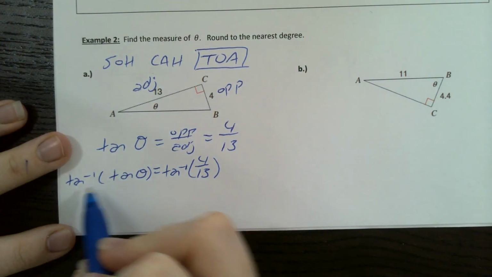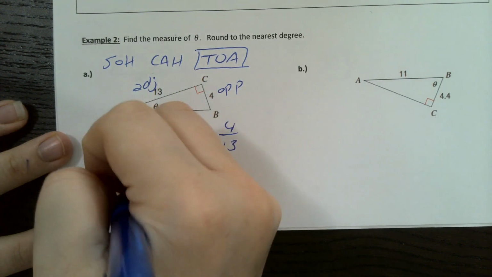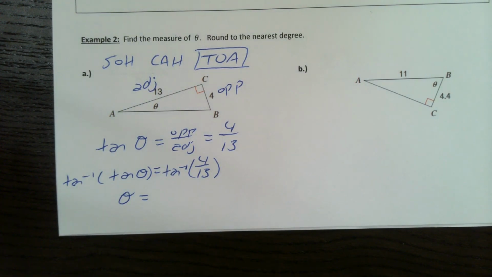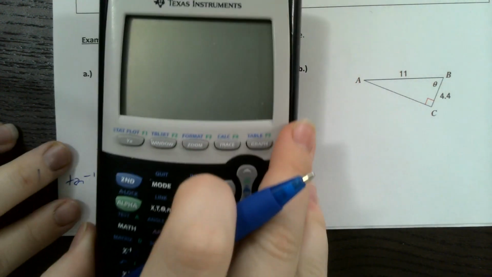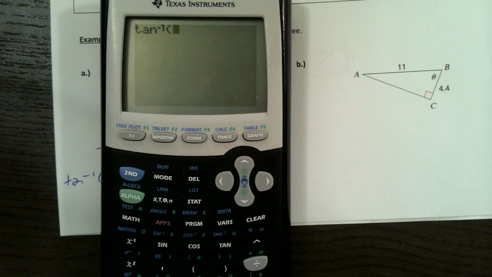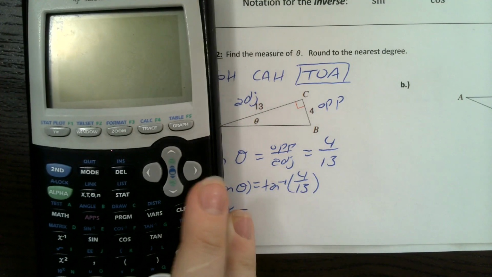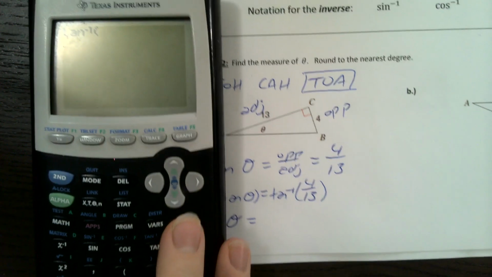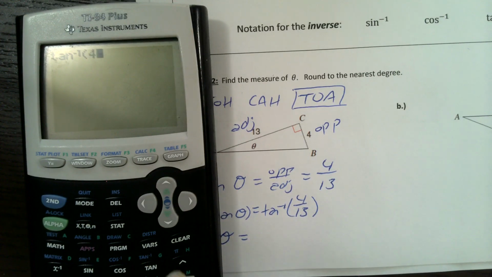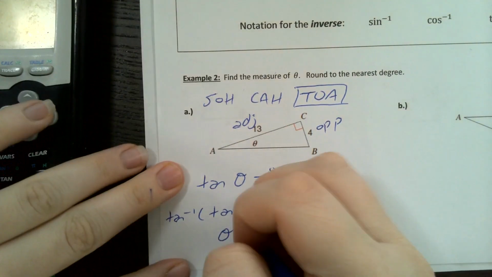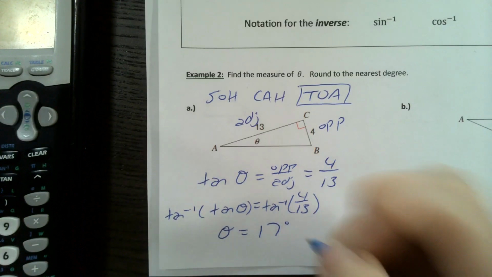So when you take the inverse tangent of the tangent, you just end up with theta. And then when you take the inverse tangent of 4 over 13, you have to do it in your calculator. So we're going to go second and then hit that tangent button. That'll give us the inverse tangent. And then we're going to put in 4 over 13. So that'll get out 17 degrees if we're rounding to the nearest degree like the question asked here. So my theta here is going to be 17 degrees.